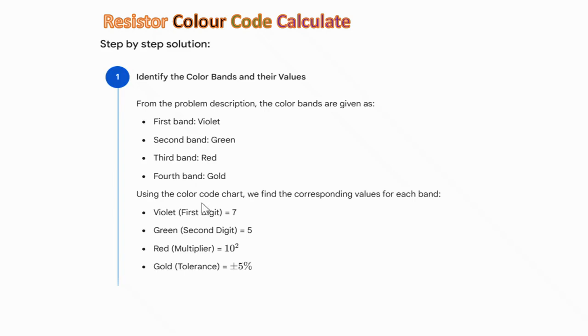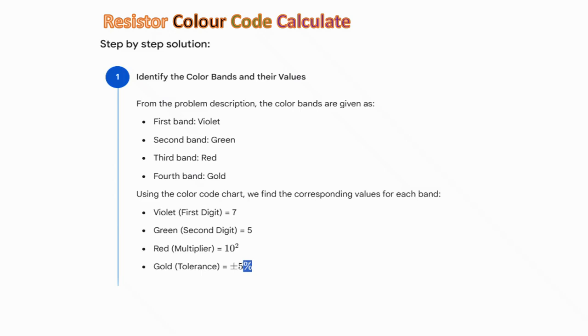Second one green, third one the red, and fourth one the golden. Okay, I'm using the golden. You can use silver as well. So using the color code chart corresponding to each band: violet first digit is 7, green second digit is 5, and red is 10 multiplied by 10 to the power 2, and golden tolerance is 5%.